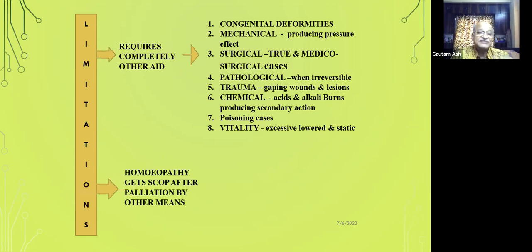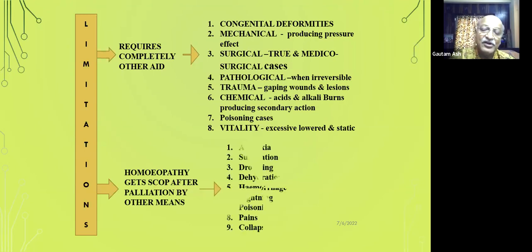Now, homeopathy gets scope after palliation by other means. In the upper areas, congenital deformities, remove it, then we will take care of the rest. So, homeopathy gets scope after palliation by other means. These are common areas. In this case, hemorrhage is one of the factors.